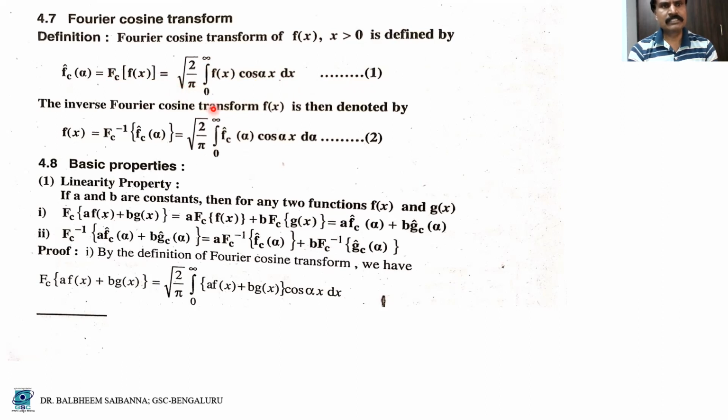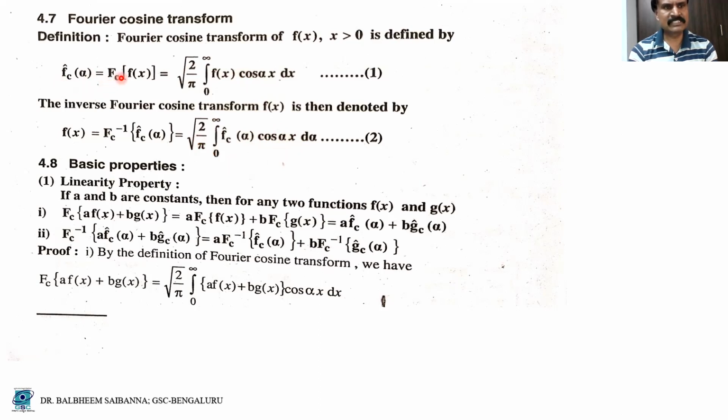Let me discuss one more transform. This is the inverse Fourier cosine transform. f of x is denoted like this: f of x is equal to fc inverse of fc cap alpha equals root of 2 by pi integral 0 to infinity fc cap alpha cos alpha x d alpha, called equation number 2. Now these are the two important ones. This is the Fourier cosine transform. This is the inverse Fourier cosine transform.